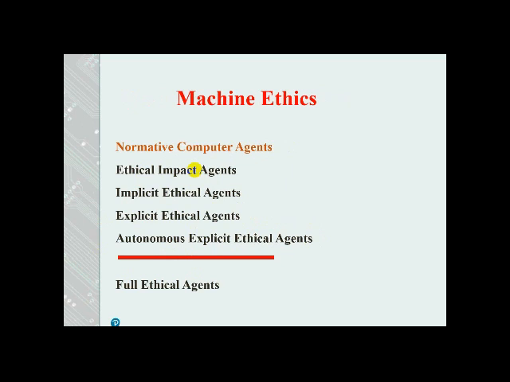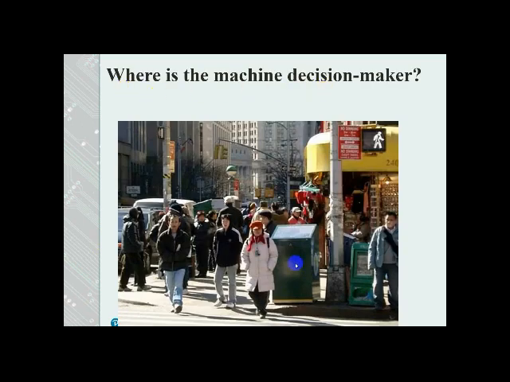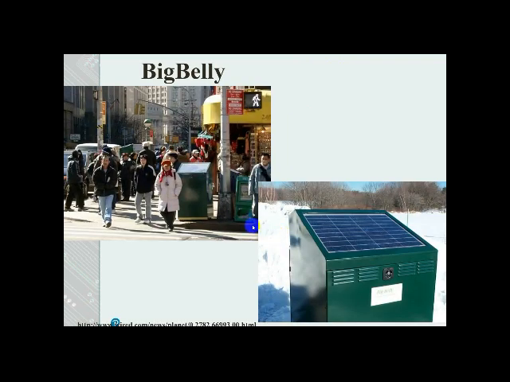Normative computer agent. Where is the machine decision maker? As you see, this is the machine decision maker. BigBelly is a compact 300 gallon garbage bin in New York City, solar powered, with wireless sensors that transmit a signal for pickup when nearly full.